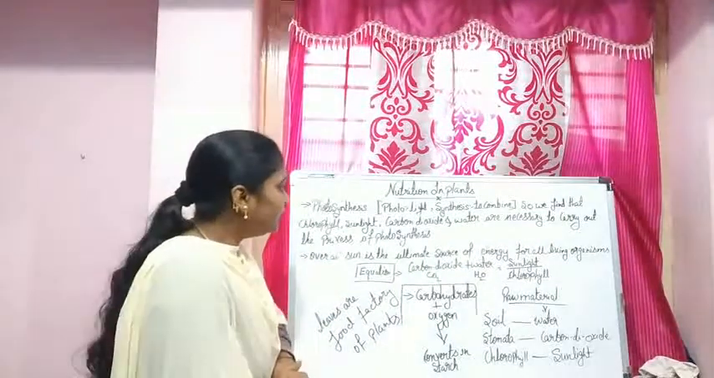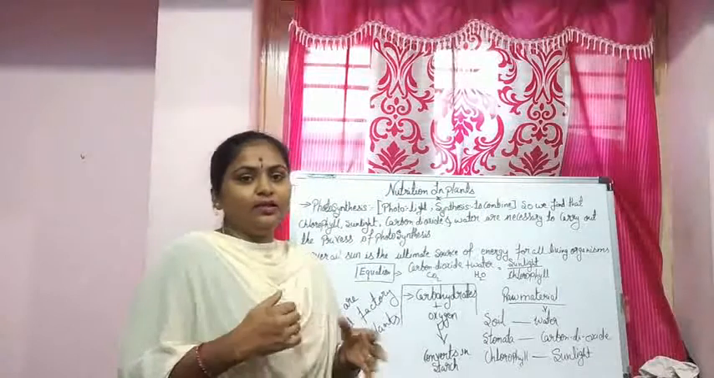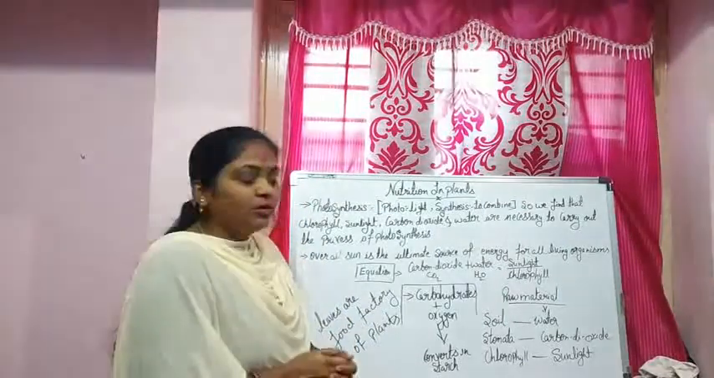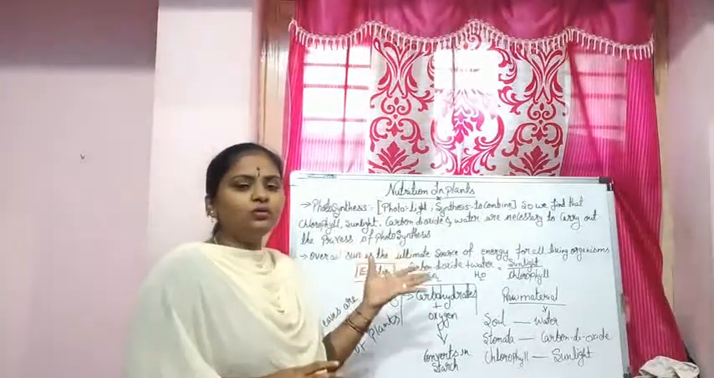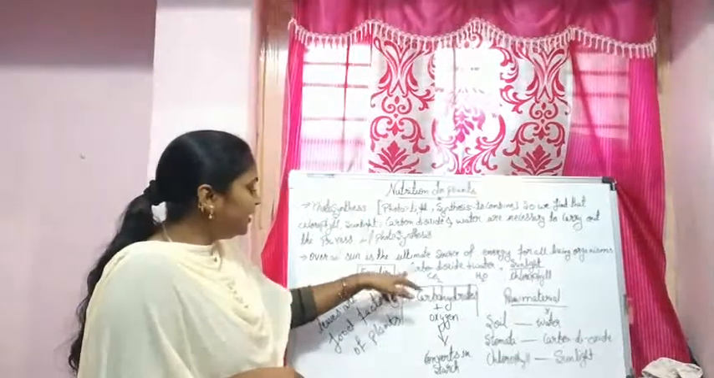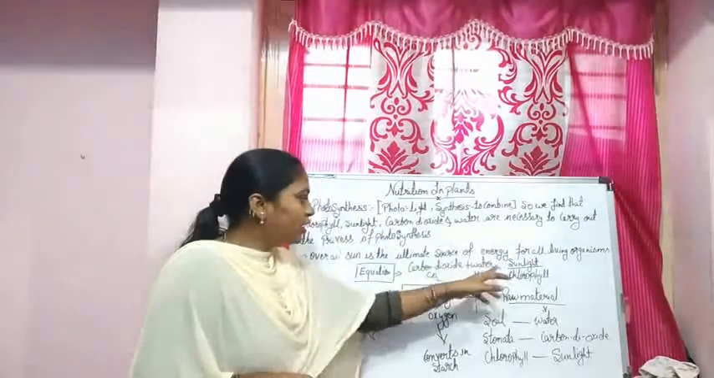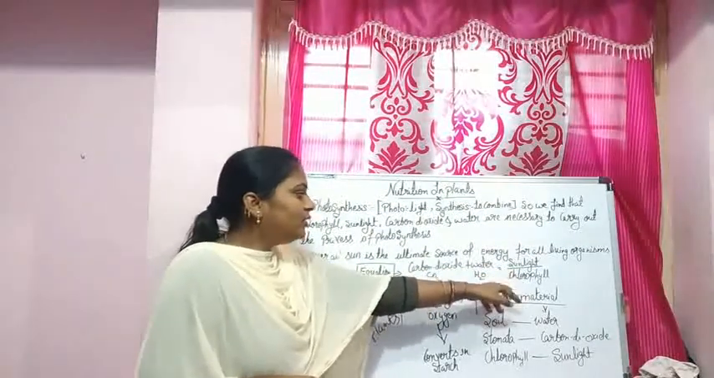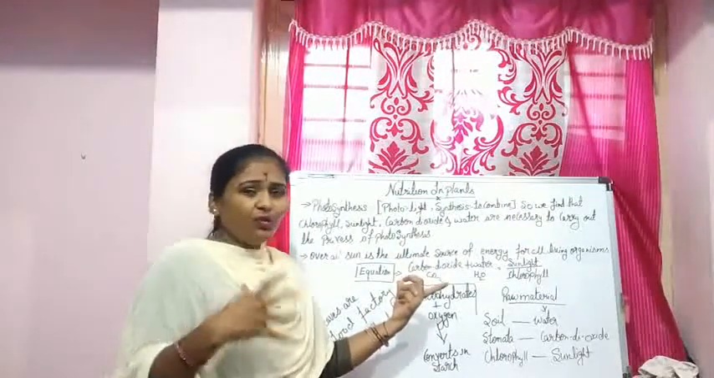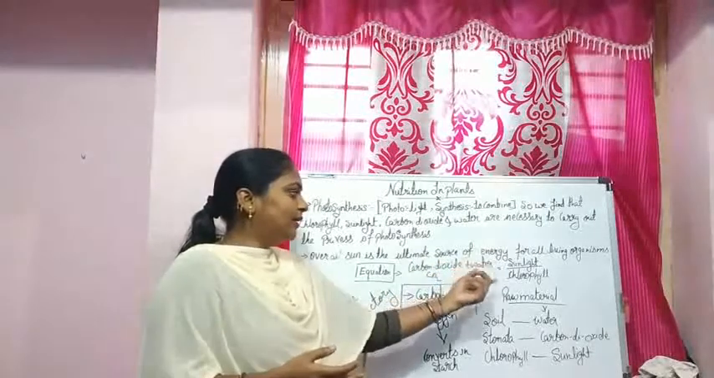Now, we will go through how photosynthesis is carried out. So how do the plants prepare their own food? Here it is an equation. Carbon dioxide, that means CO2, plus water, you know H2O, in the presence of sunlight and chlorophyll. So for photosynthesis we need carbon dioxide, water, sunlight and chlorophyll.